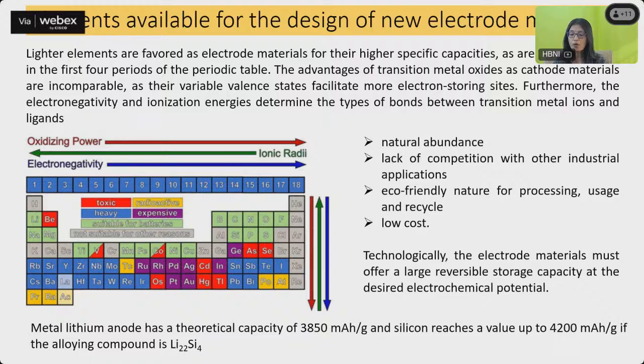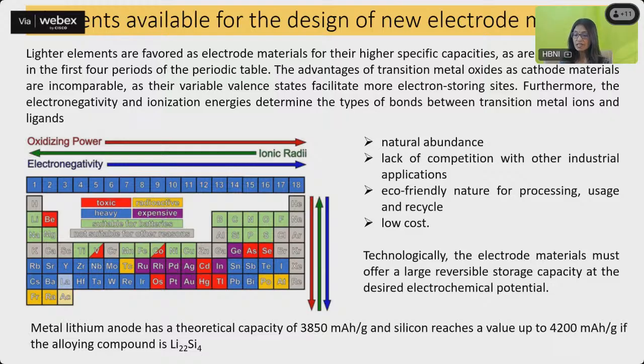So the major points which you have to consider whenever you are looking to design new electrode materials are natural abundance, how much it is naturally abundant, lack of competition with other industrial applications, eco-friendly nature for processing, usage and recycle, and low cost.